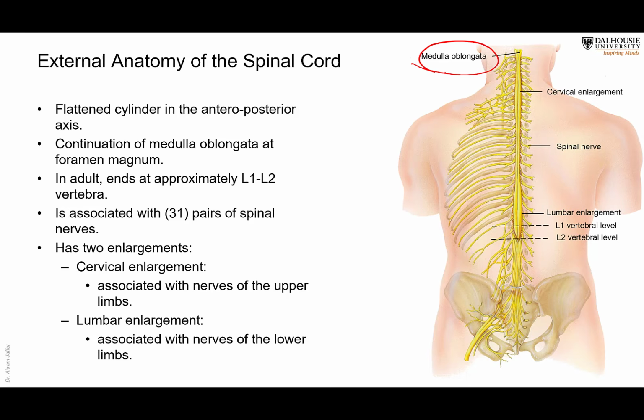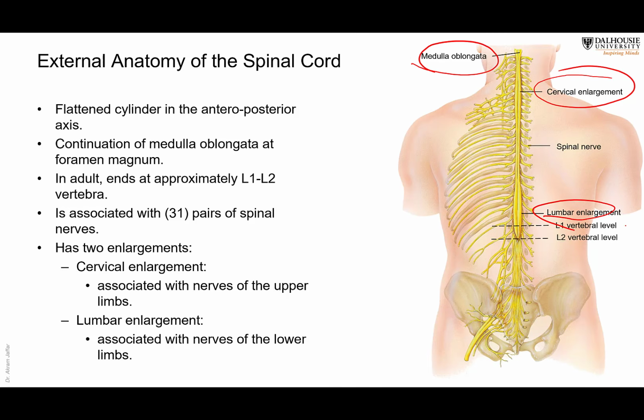It is like a cylinder, but this cylinder is not uniform throughout its length. First of all, it's flattened a little bit anteroposteriorly. Second thing, it has dilated and then narrowed and then dilated and then narrowed. So it has two dilations along its length. These dilations are called enlargements. One of them is located here in the cervical region, and it's called the cervical enlargement, and the other one in the lumbar region, and it's called the lumbar enlargement.